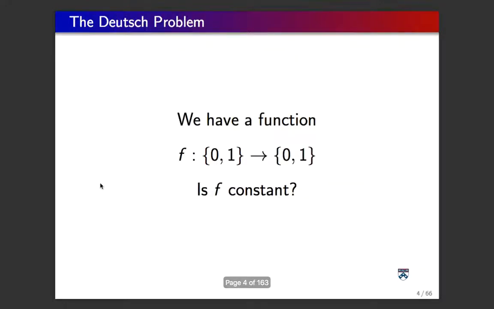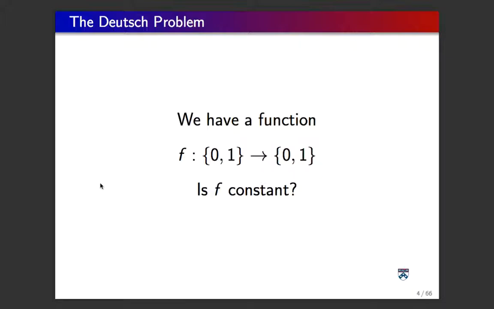I'm going to use the Deutsch problem as a motivating example throughout. Assume we have a function from Booleans to Booleans, and we want to know whether it's constant. Typically, figuring that out just involves checking the value of f of 0 and the value of f of 1. But we want to do this in a single use of the function, and for that, we're going to want to use a quantum algorithm.